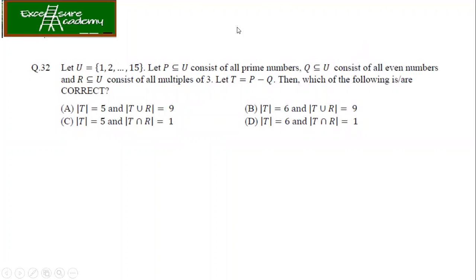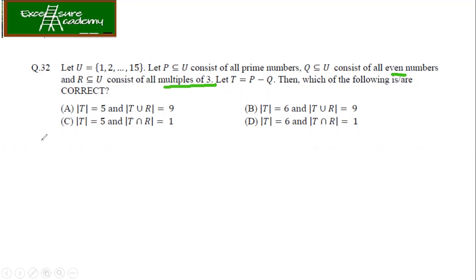Now this is a mathematical question. Let U be the set having the elements 1 to 15. Let P be a subset of U having all the prime numbers, Q a subset of U consisting of all the even numbers, and R a subset of U having all the multiples of 3.